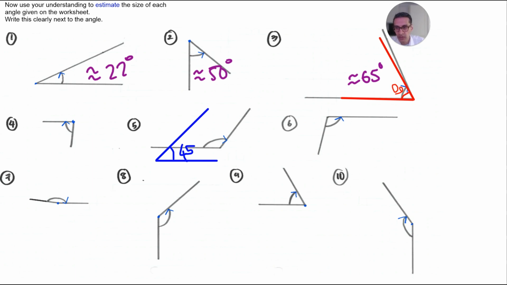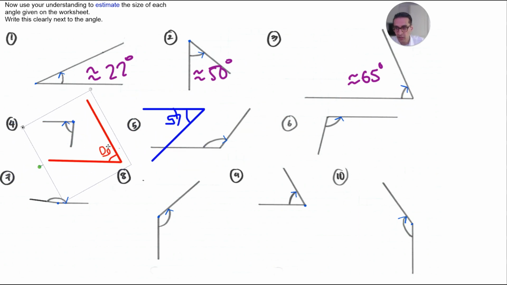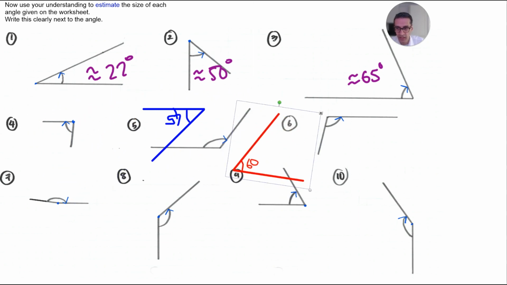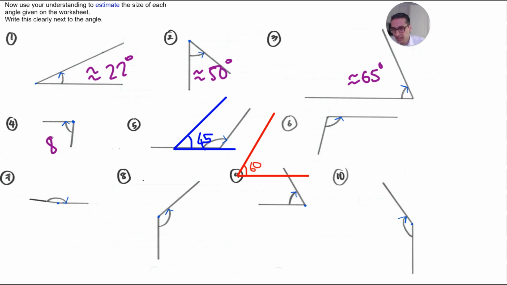The next one, we can see, let's use this 45 to help us out here. Now, I kind of feel like that is quite close to 90. But it's not quite 90. So let's say that this is slightly less, I'm going to say 89 or 87-ish degrees.